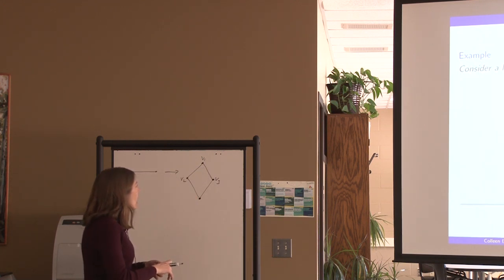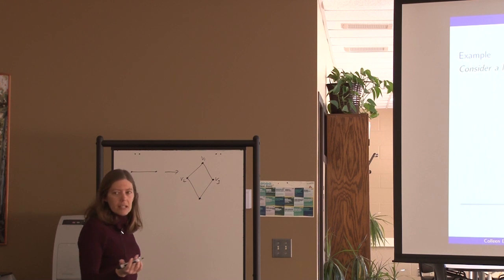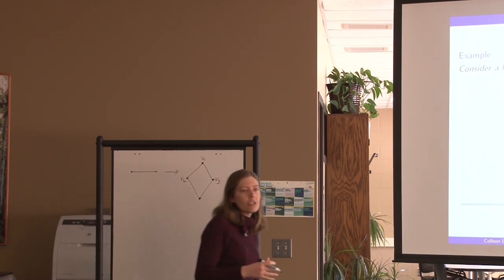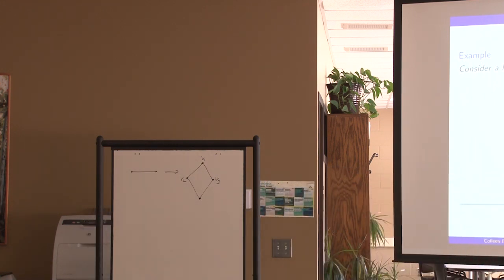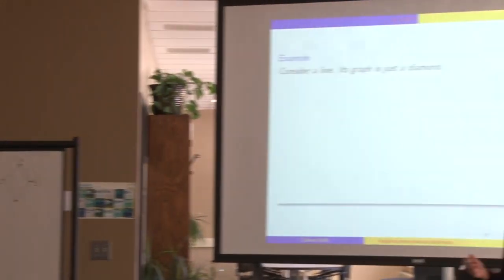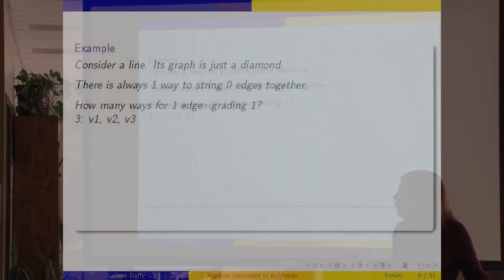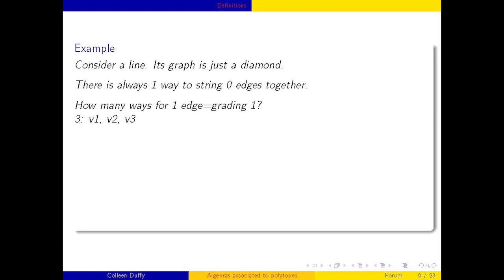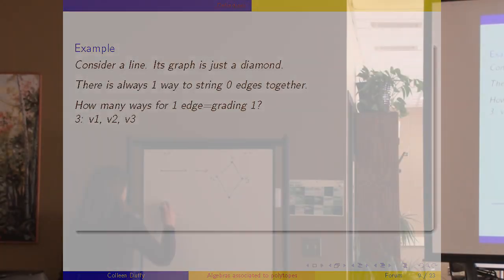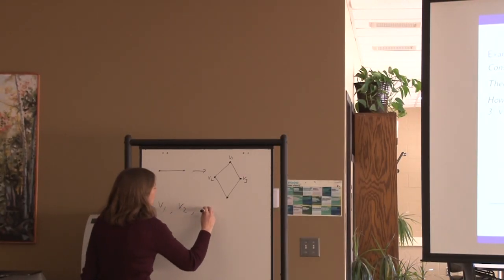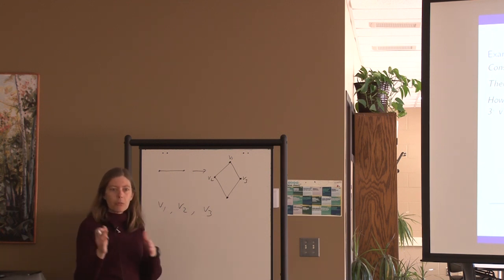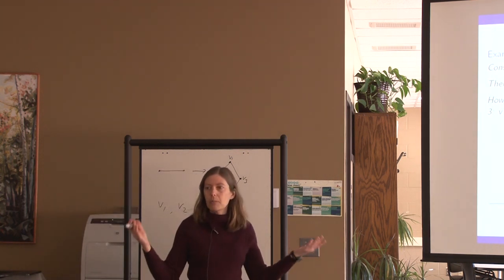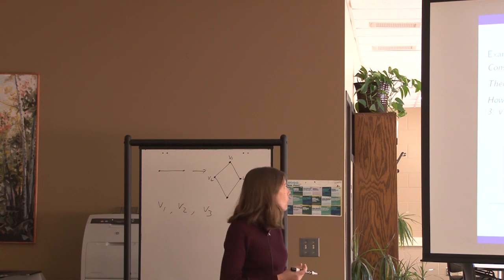All right, so what are the different slices? We already said that we only have one way to make zero edges. And then how many ways are there for one edge? Well, I could just have V1 or V2 or V3. So I need three different pieces of information to describe the slice, level one.